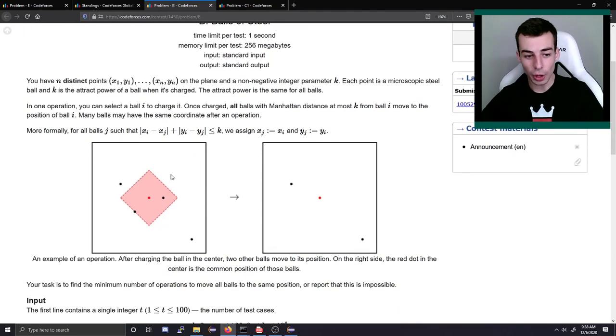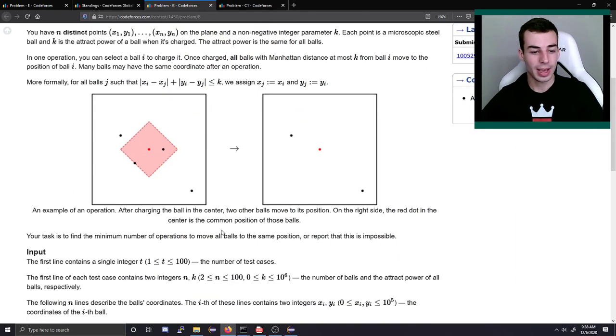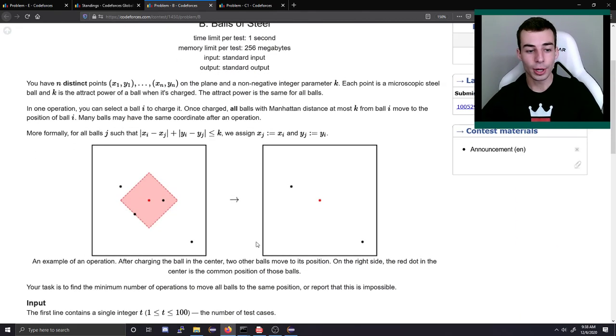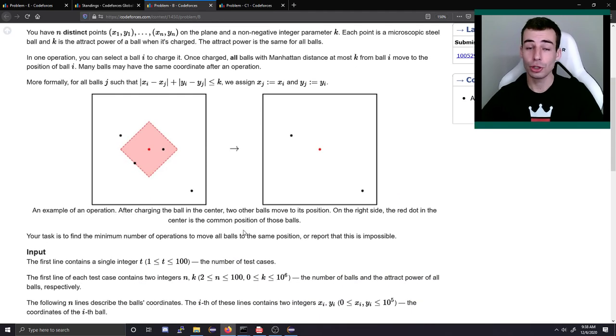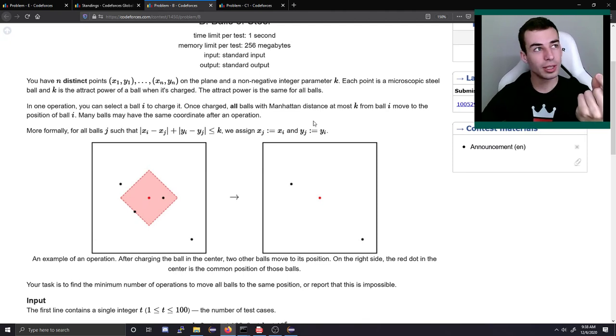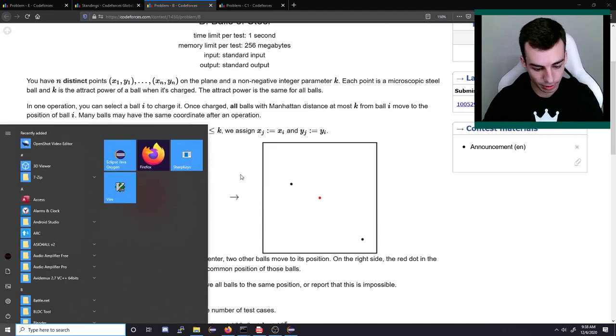Problem B, balls of steel. So you've got a bunch of balls in this problem, many balls, and since your balls are made of steel, it's very attractive. So you might have different balls come together and attract each other. In particular, you get to put electricity into one of the balls, and then all of the balls within the Manhattan distance of K will go toward that ball. So there's one important observation here.